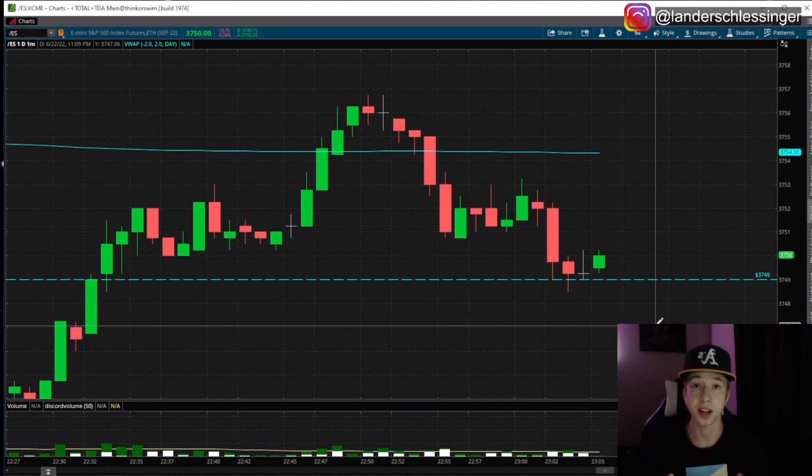Obviously, the way that I trade SPY, for example, is I like to look for reversals off of support or resistance. So I like to long support, and I like to play puts off resistance. But right now, I like to mark out my support and resistance and see where we go with that.